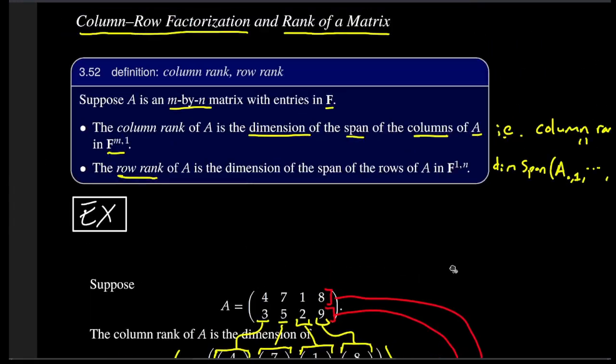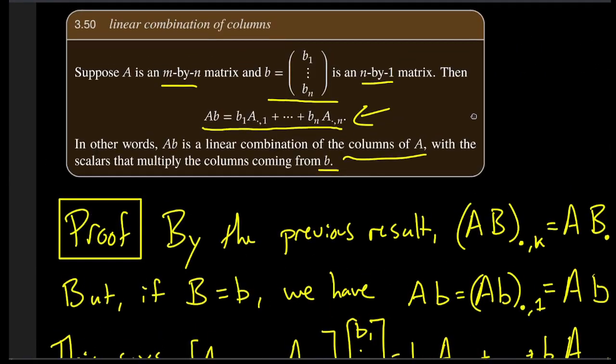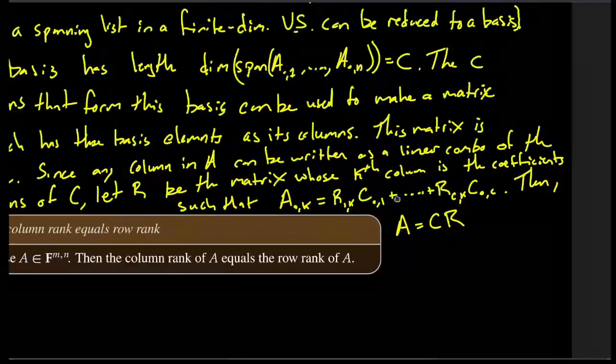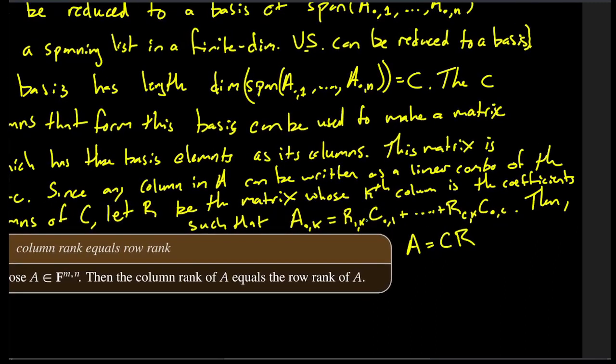We just went through and showed, this was 2 slides ago, that the kth column of CR is a linear combination of the columns of C with coefficients coming from the kth column of R. We just did the reverse trick, and we constructed C and R so that I could write every column of A as a linear combination of the columns of C, and the coefficients came from the right column of R. Oh, cool. We did it.